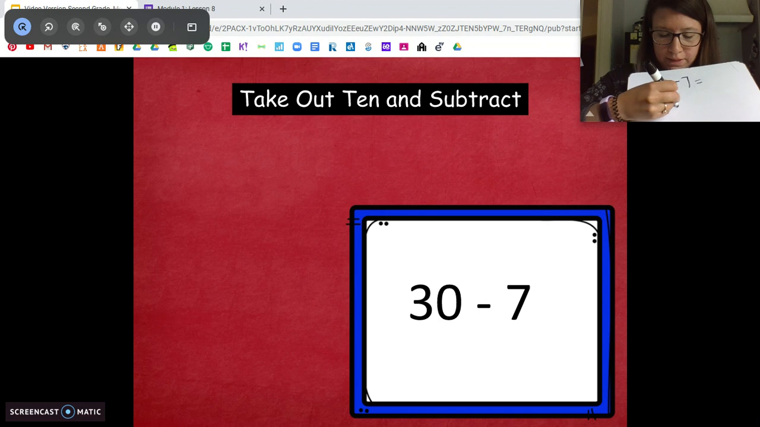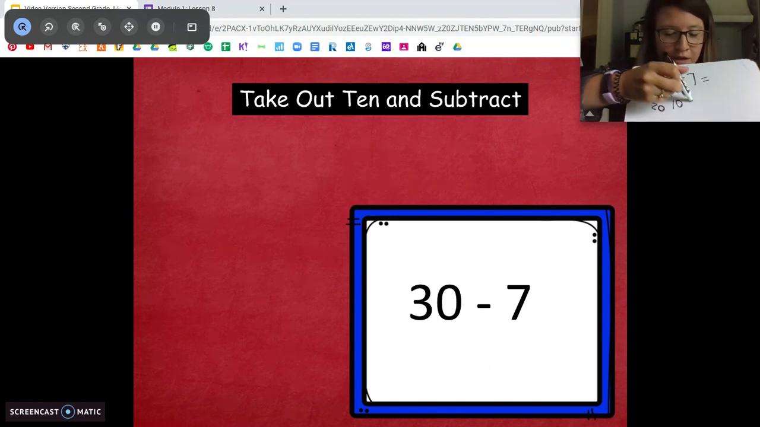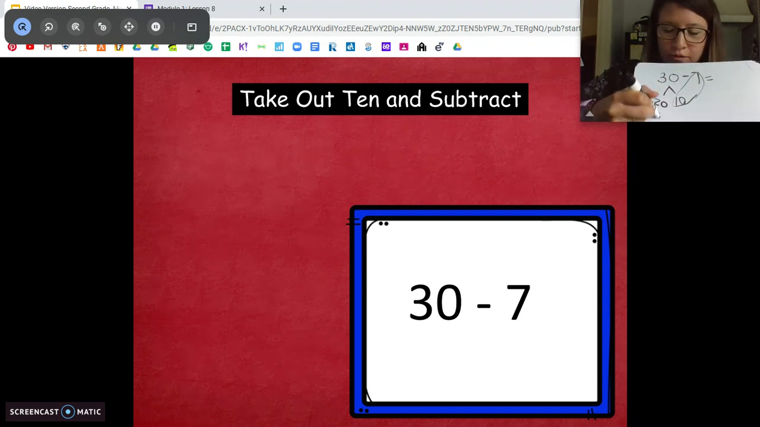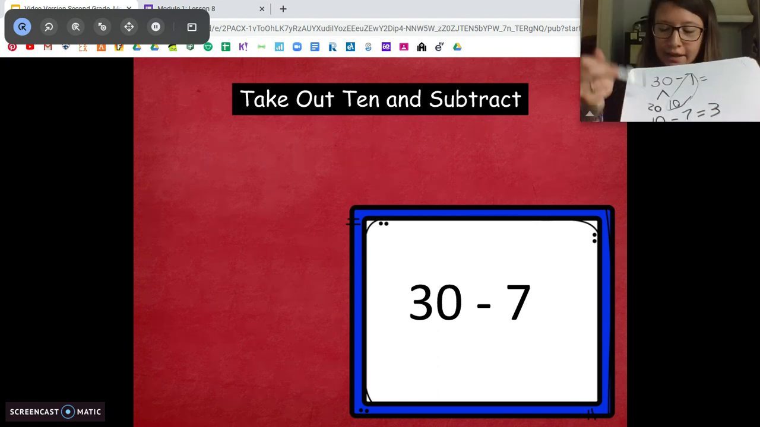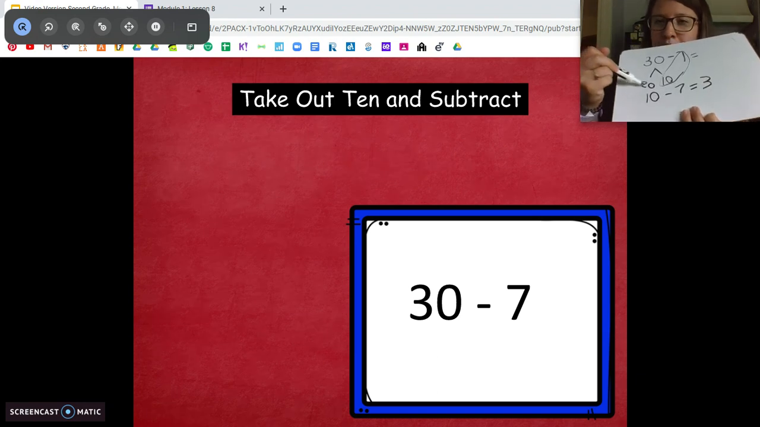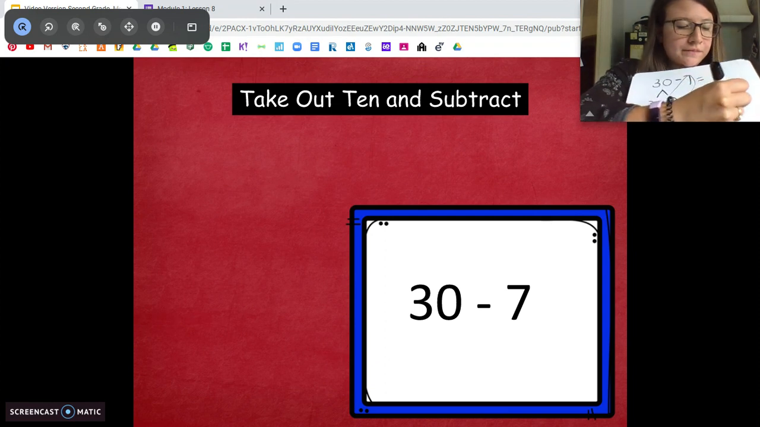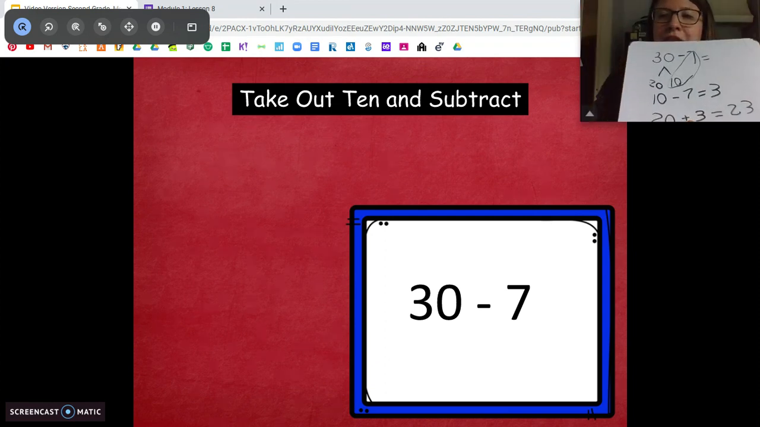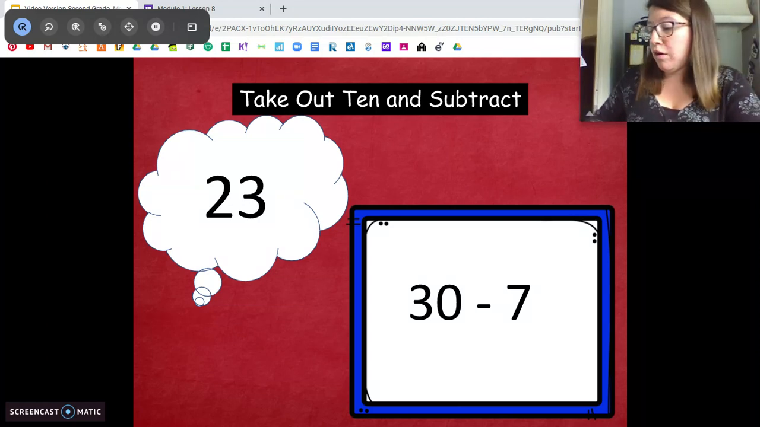One of my parts is going to be 10, and I know 30 is made up of three 10s. So we have one 10 here, and our other 10s here. 10 plus 20 equals 30. Now, my next step is to subtract from 10. 10 minus 7 equals 3. We know that fact. Then I'm going to take the 3 and add it to my extra 20 here, my extra group of 10s. 20 plus 3 equals 23. My answer is 23.